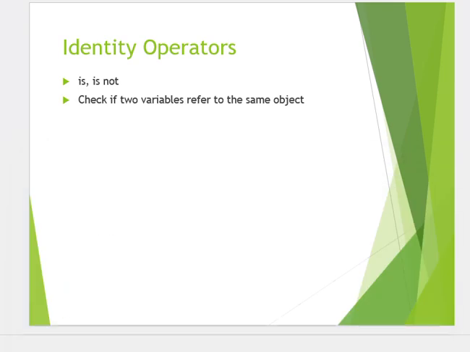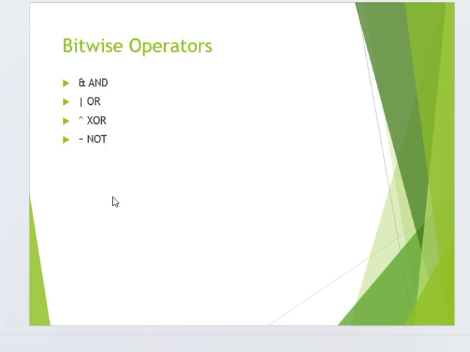Next one is very interesting. It is going to use the bitwise operators. It means you will be using these operators. It will convert the numeric value into binary, and then it is going to convert.